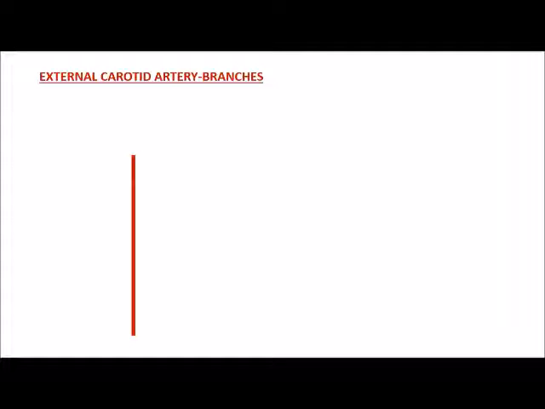Here we are going to discuss about the branches of external carotid artery. External carotid artery has got 8 branches. It has got 3 branches anteriorly, 1 branch medially, 2 branches posteriorly and has 2 terminal branches. They are superior thyroid, lingual artery, facial artery. They are anterior branches.